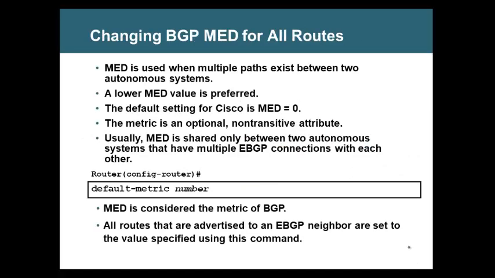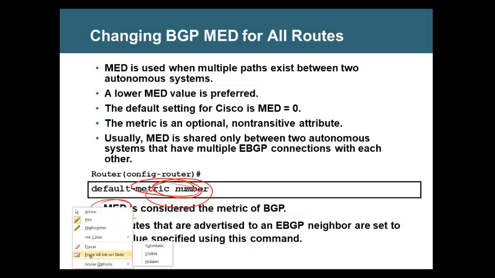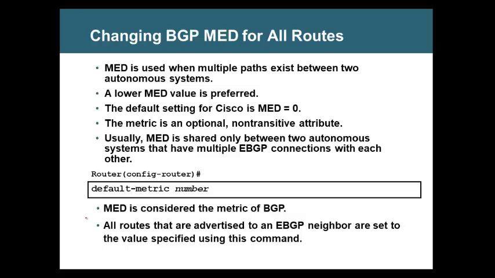MED is considered the metric of BGP. It doesn't mean that if I change the metric, immediately the path will be changed. No, that won't happen. All the routes that are advertised to an eBGP neighbor are set to the value specified using this command. So we put this command and tell what MED to advertise to the eBGP neighbor.